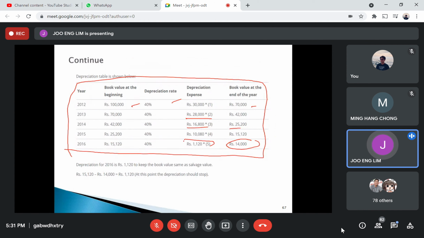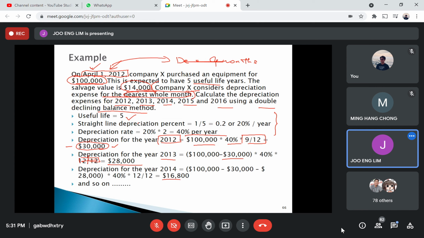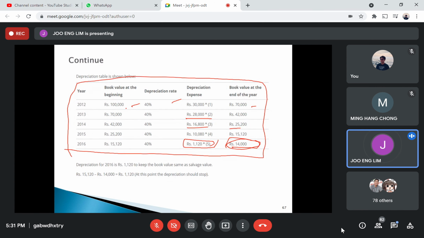So you can see that this figure must be adjusted. As long as it is above 15K, it is okay. Then you adjusted it, right? So in 2016, it is adjusted so that you will be able to get your salvage value at 14K at the end of the line. Okay, so it is a 5 years line. 1, 2, 3, 4, 5. Actually, 2015. Okay. All right.